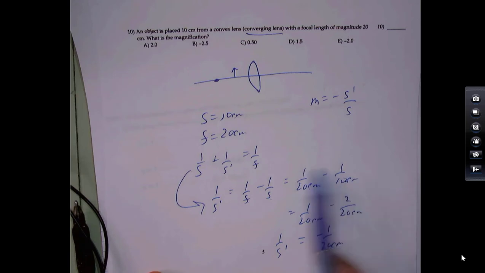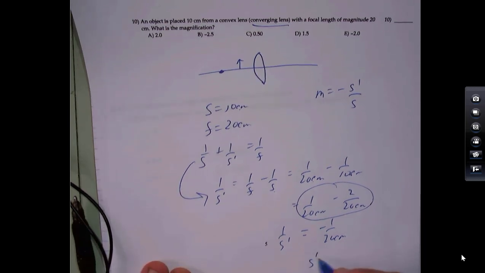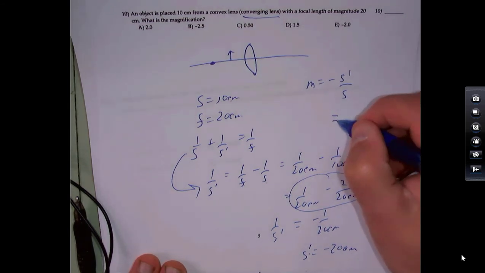At this point, you can punch it in your calculator. I'm just using a common denominator: 1 over 20 minus 2 over 20. That's what 1 over S prime is, so minus 1 over 20 when you actually do this. And then when you flip it upside down, S prime turns out to be minus 20 centimeters. Again, this is negative. That means it's a virtual image, and that means it's upright. So make sure that you have all that squared away, just like that sheet that you saw before.